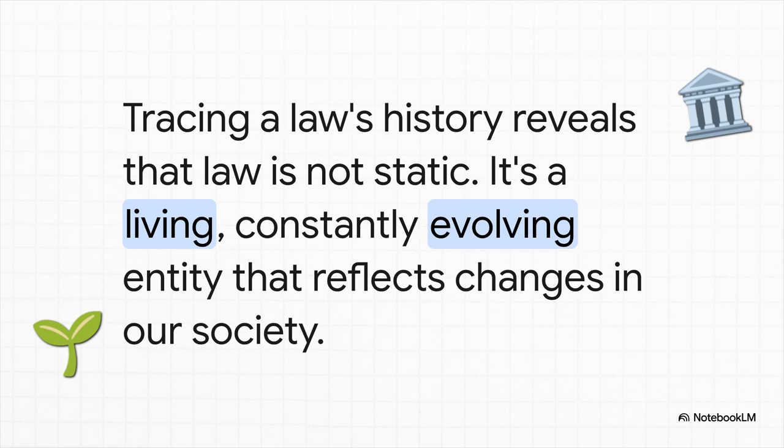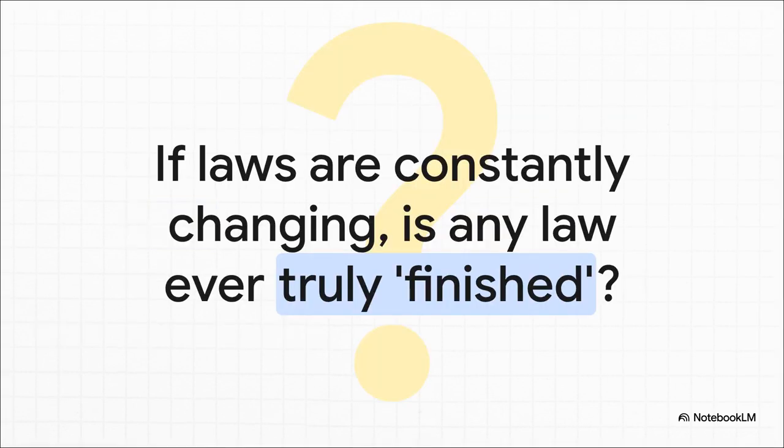When you trace the history of the Bankruptcy and Insolvency Act, you're not just reading words on a page. You're actually watching our society's ideas about debt and money change over time. You're seeing the law adapt. And what you realize is that law isn't some dusty, static thing. It's alive. It's constantly growing and evolving. And that kind of leaves us with one final big question to chew on. If the laws that shape our world are always in a state of change, getting amended and reinterpreted year after year, can we ever really say that a law is finished? Or is it maybe just always a work in progress?